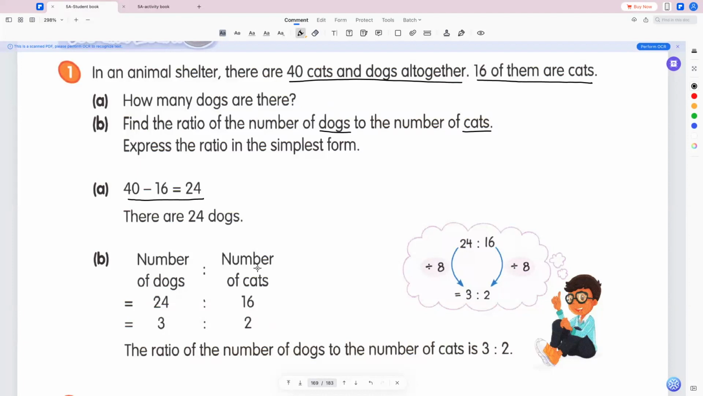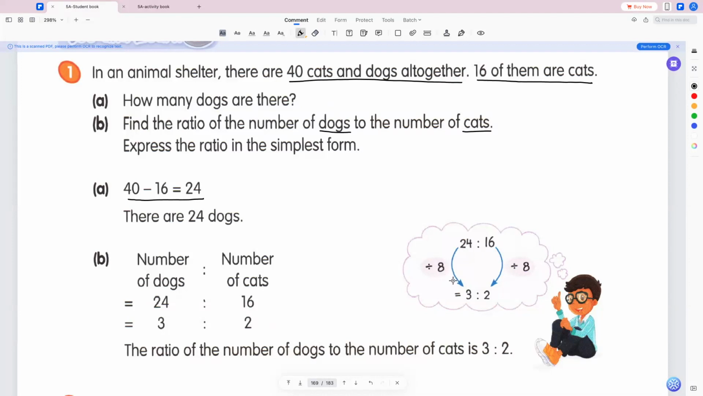This might be the hard part. You might have to first try it out on your own, right? You might start off by dividing it by 4 and seeing that it's still not the simplest form, and that's okay. It takes a bit of practice. But anyways, we can see here that we can divide both numbers by 8.